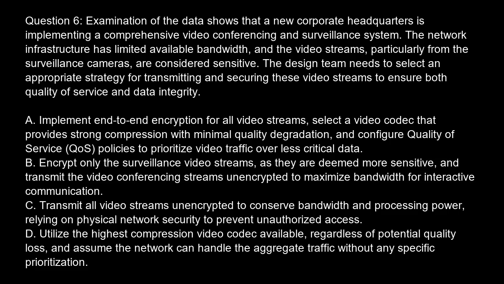Option A. Implement end-to-end encryption for all video streams. Select a video codec that provides strong compression with minimal quality degradation and configure quality of service, CoS, policies to prioritize video traffic over less critical data. Option B. Encrypt only the surveillance video streams, as they are deemed more sensitive, and transmit the video conferencing streams unencrypted to maximize bandwidth for interactive communication.